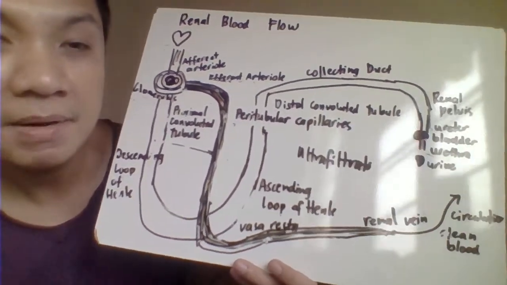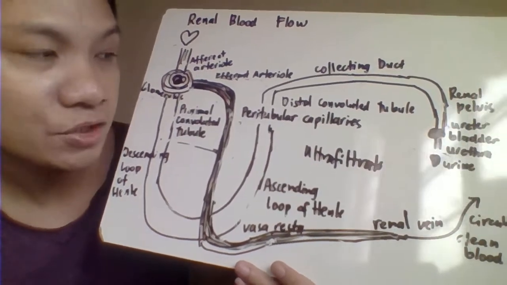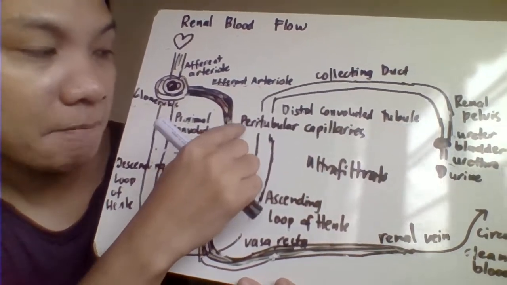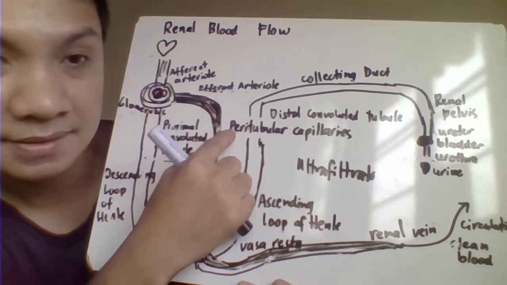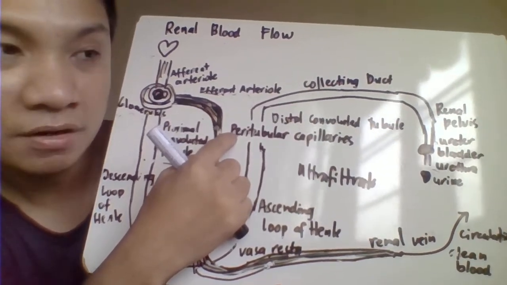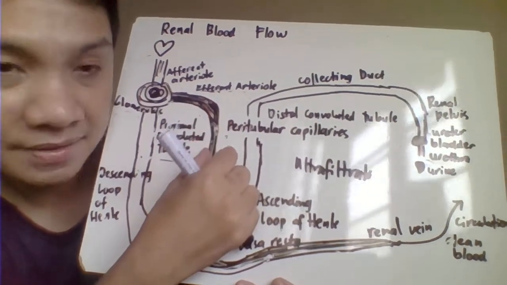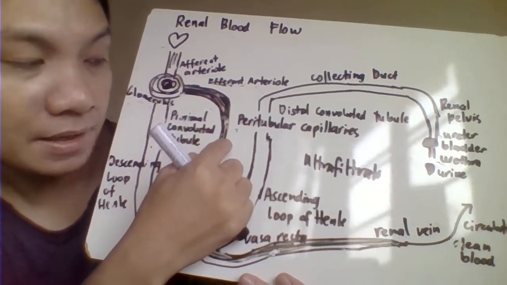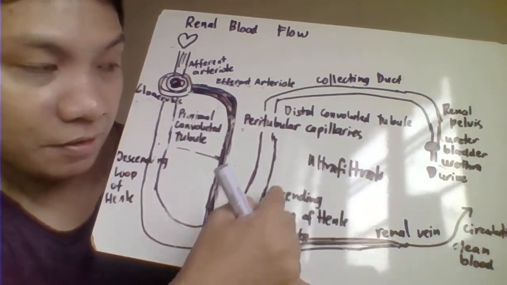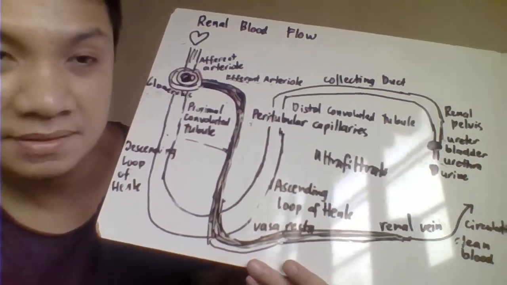Now, saan naman nangyayari ang ating tubular secretion? Your tubular secretion dito nangyayari sa ating peritubular capillaries. What do you mean by tubular secretion? Baliktad ang tubular secretion. From your blood vessel, ibabalik mo dito ang substance na transport mo siya dito sa renal tubules. Okay, para lumabas ang substance.